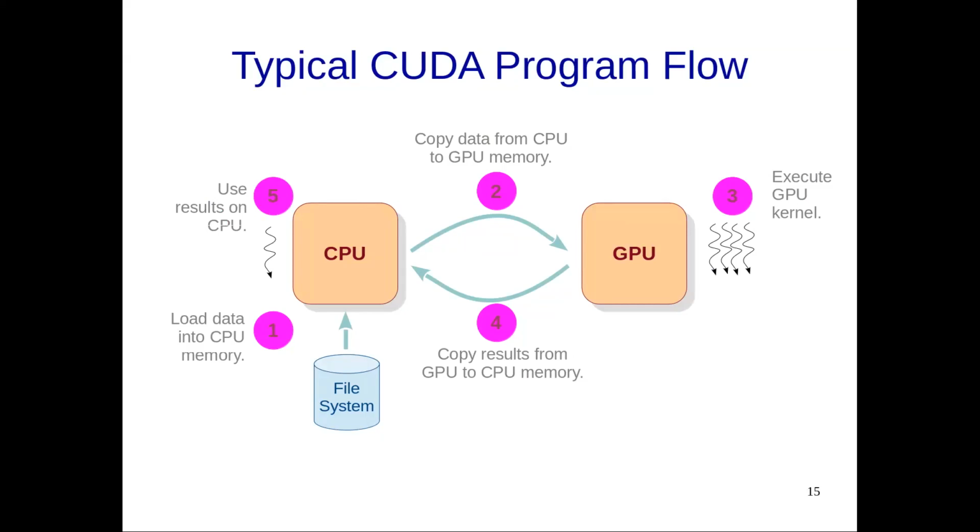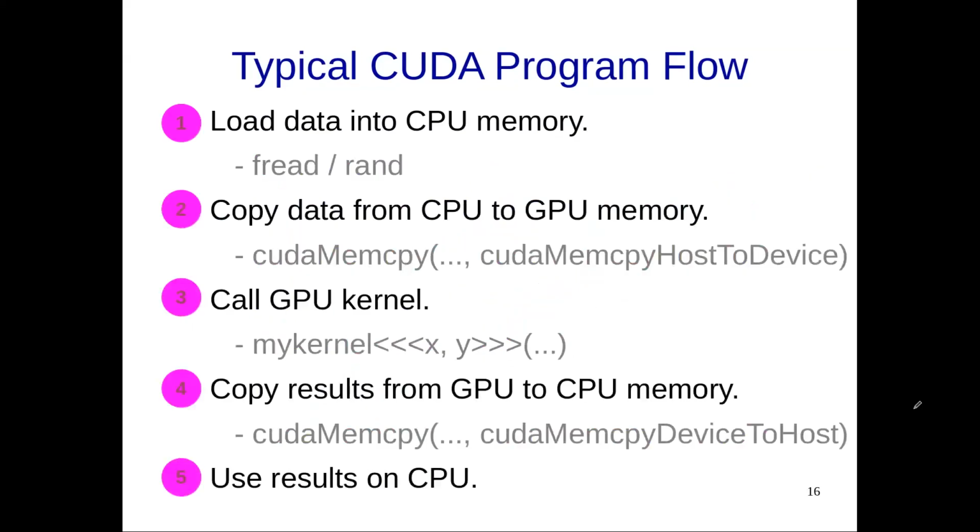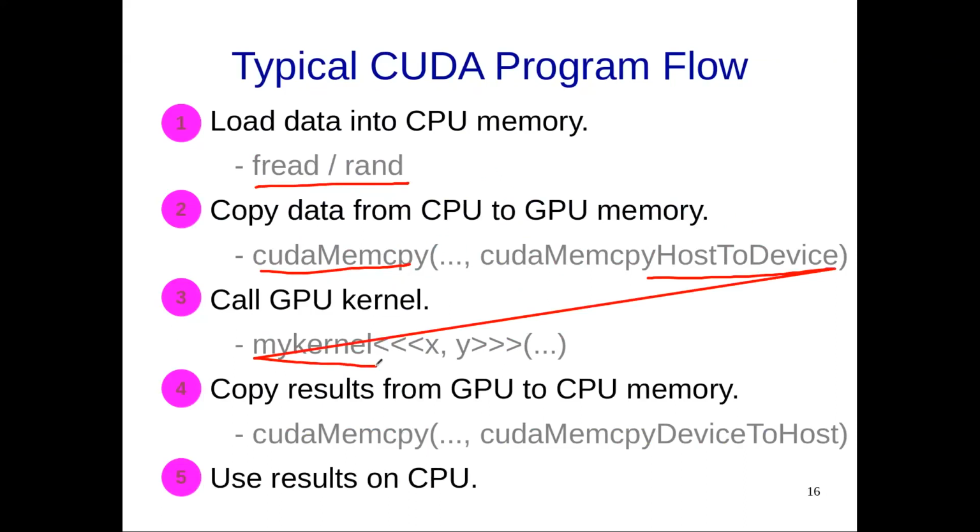This making use of the CPU might involve further calling another kernel on the GPU to process further data, and so on. This processing can be done, for example, loading data, where we typically use fread, or random number generation. We do CUDA memcopy from host to device, that is CPU to GPU, to transfer data from CPU to GPU. Then we call the kernel using some kernel call. Then getting the results back requires device to host, that is the opposite transfer, and then making use of results can be done in arbitrary ways.